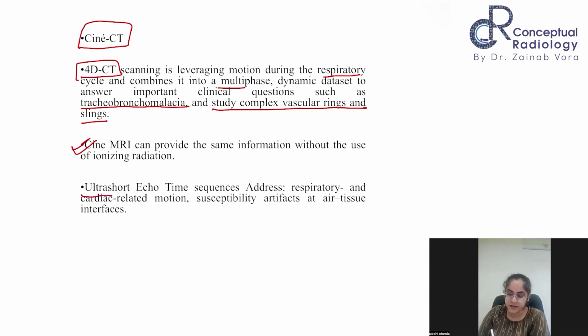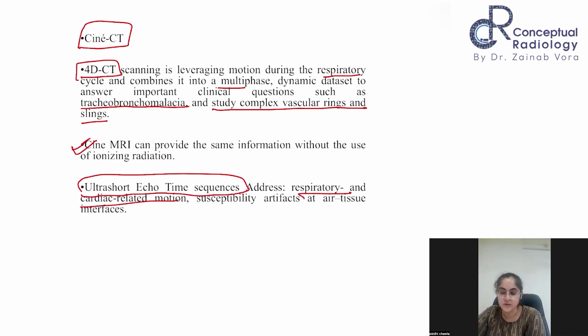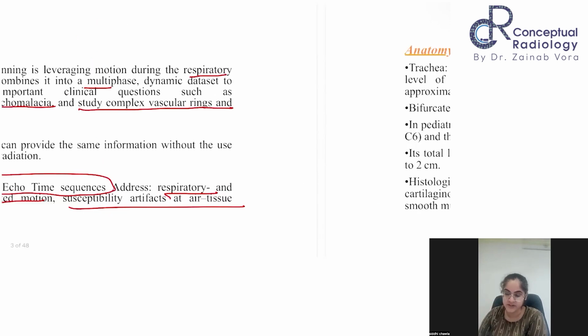We use ultra short echo sequences while doing the cine MRI so that the respiratory and the cardiac motion do not hinder the acquisition. And again, the susceptibility artifacts that are a problem while we do the chest imaging are also reduced while we do the ultra short echo sequences.